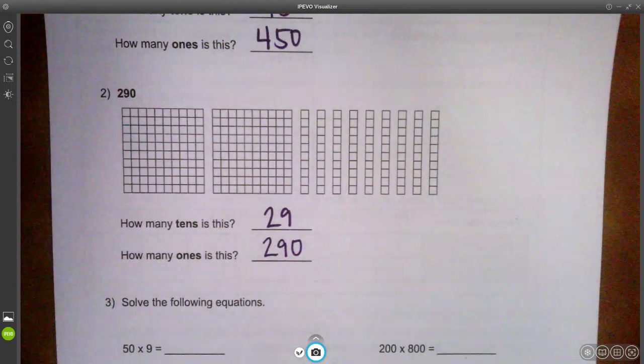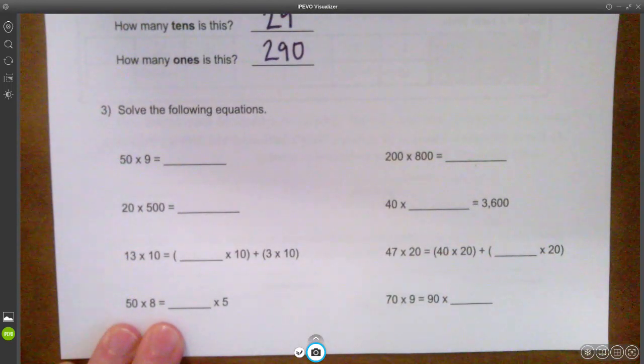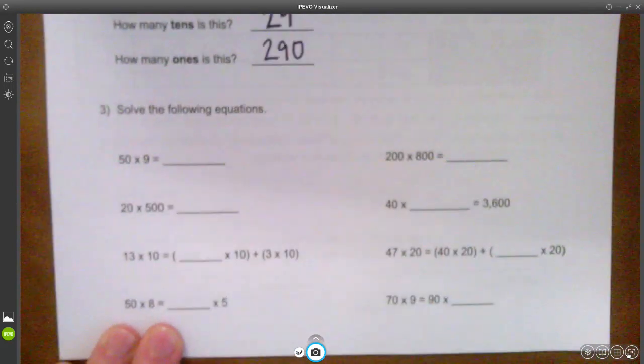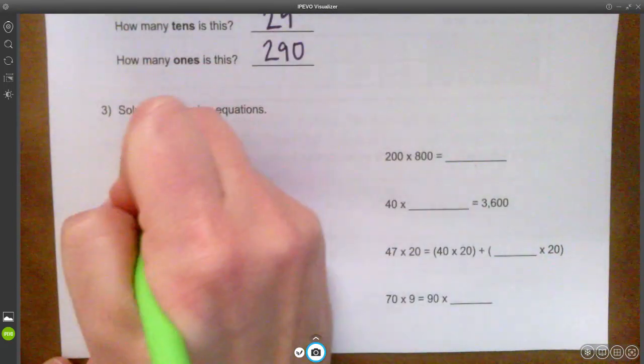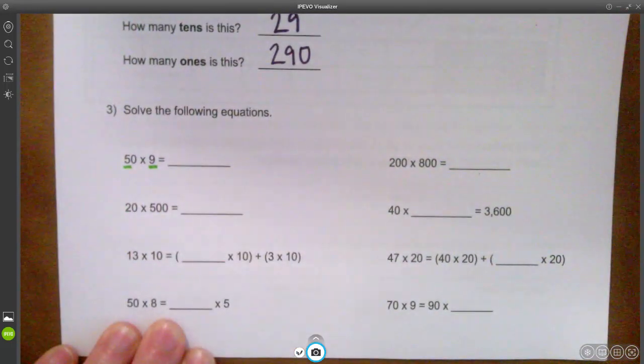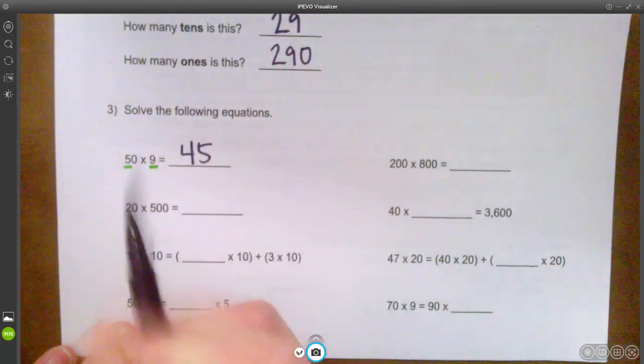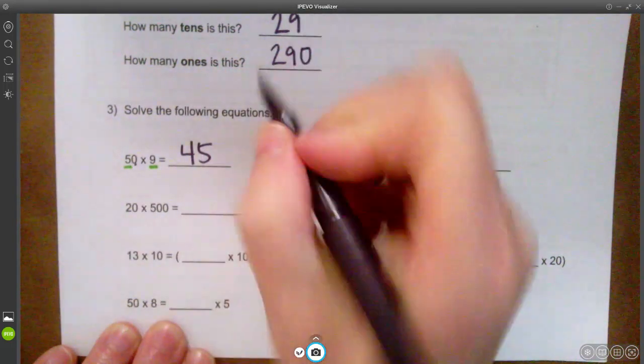All right, solve the following equations. I am going to work smarter, not harder, and I am going to look for the basic fact, 5 times 9, and then I'm going to worry about the zeros. 5 times 9 is 45, and you know what to say. 1 on the left, 1 on the right.